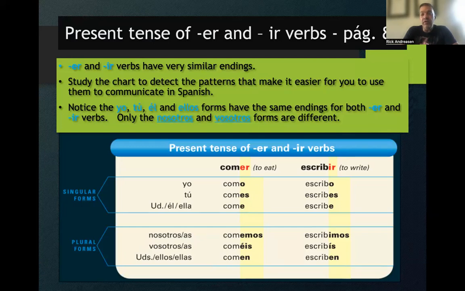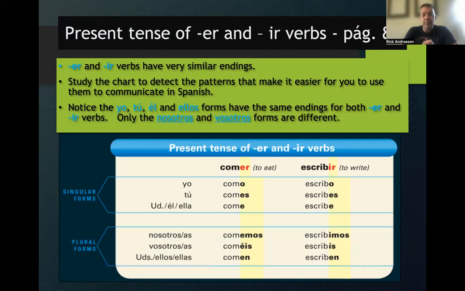The nosotros and vosotras forms are where it gets a little bit different. In the ER, the nosotros form is comemos with EMOS. And in the IR verbs, it's imos, IMOS. So nosotros comemos, nosotras comemos, and nosotros escribimos, nosotras escribimos.